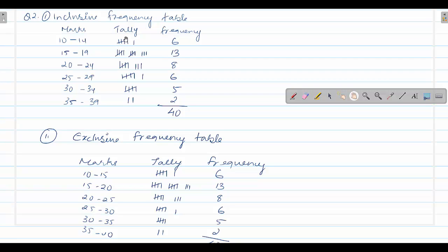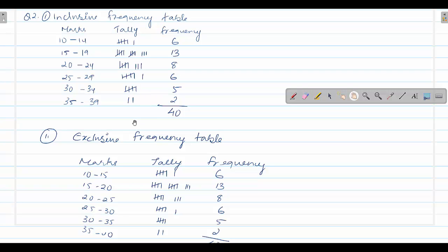I've written down 6, 5, 5, 2, 2. Again, when you add up all the frequencies, it should give you 40, because the total data given in the question is 40 marks. So this is the inclusive frequency table.